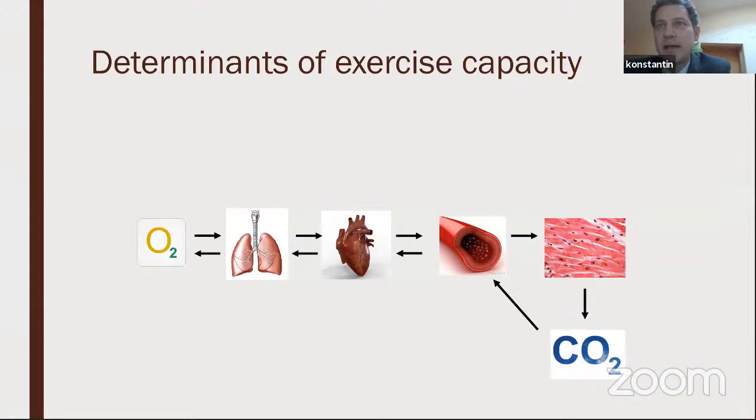So the test itself gives you information about several things. What is measured at the tip of the mask is the oxygen and carbon dioxide. However, it reflects directly what happens at a cellular level, as well as what happens in your lung with the tissue, and what happens with the transport of these gases in the blood system.